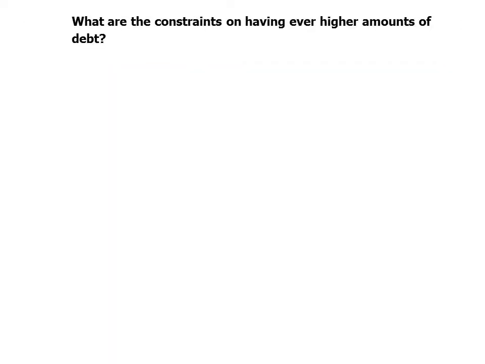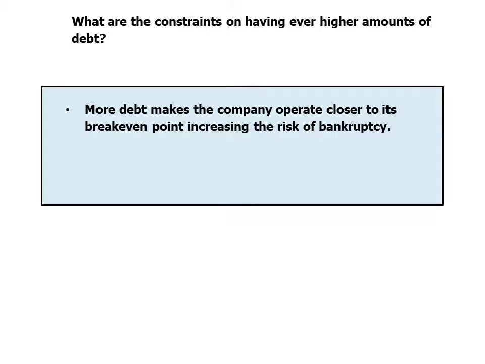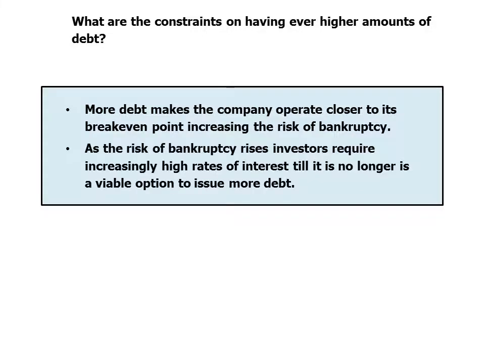What are the constraints on having ever higher amounts of debt? More debt makes the company operate closer to its break-even point, increasing the risk of bankruptcy. As the risk of bankruptcy rises, investors require increasingly high rates of interest, so this is no longer a viable option to issue more debt.